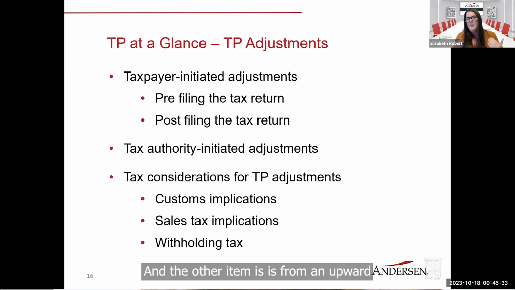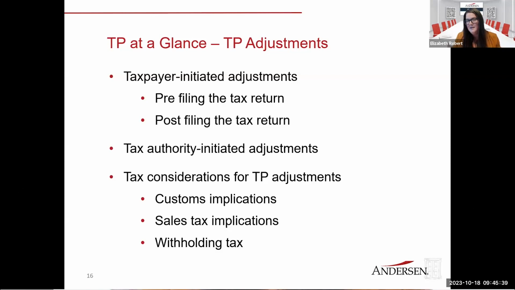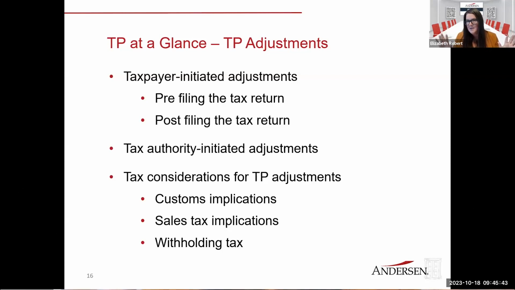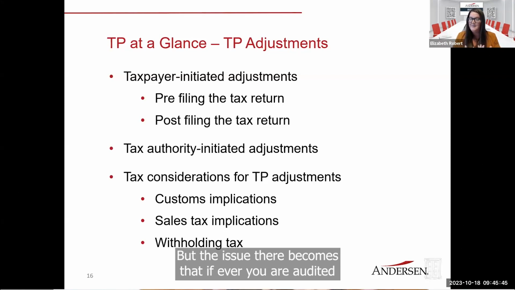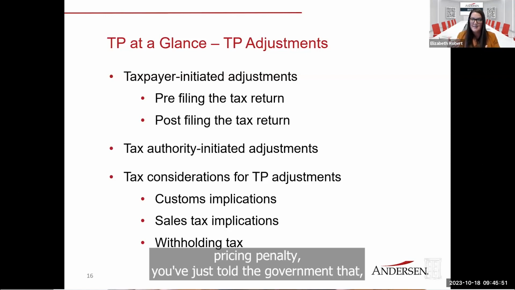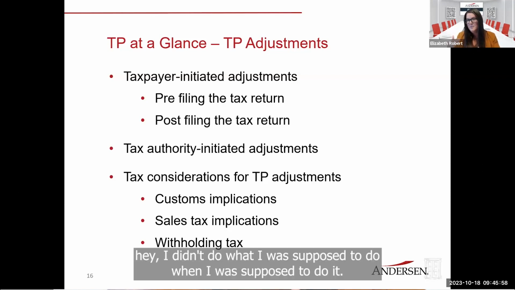And the other item, from an upward adjustment perspective, is if we say, oh, we didn't leave enough profit in Canada, well, the CRA is not going to say, don't amend to pay me more tax. But the issue there becomes that if ever you are audited and the transfer pricing adjustments exceed the threshold for the transfer pricing penalty, you've just told the government that, hey, I didn't do what I was supposed to do when I was supposed to do it.